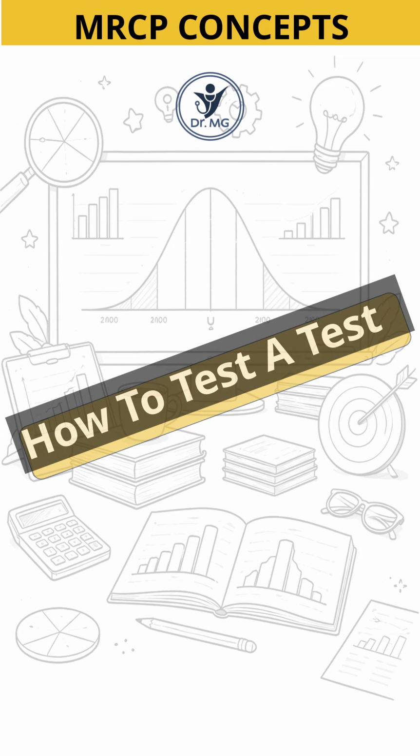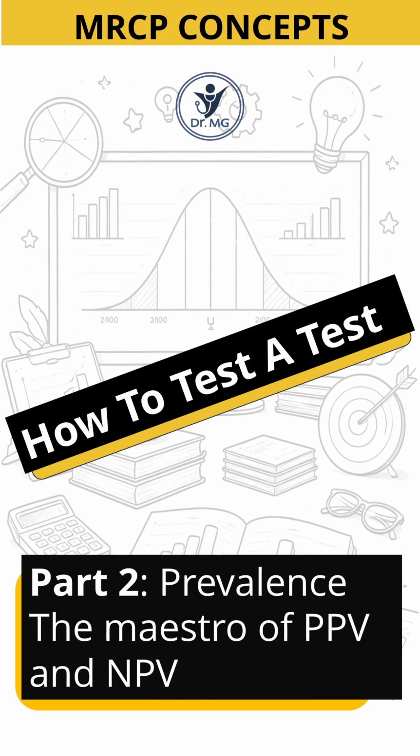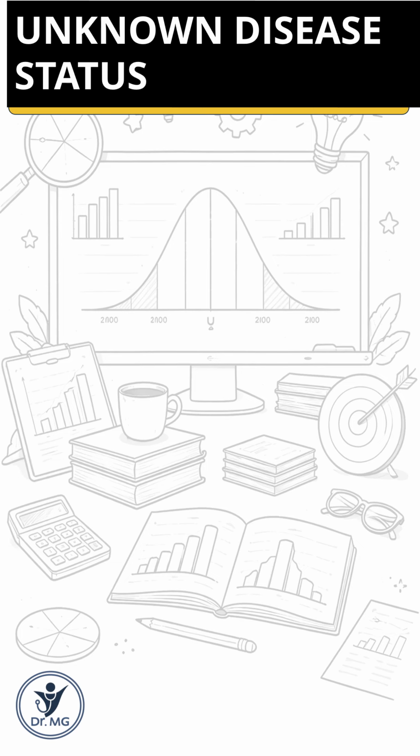How the MRCP exam tests a test. Concept number 2, positive and negative predictive values. When you apply the test on a population with unknown disease status, you have to depend on prevalence.